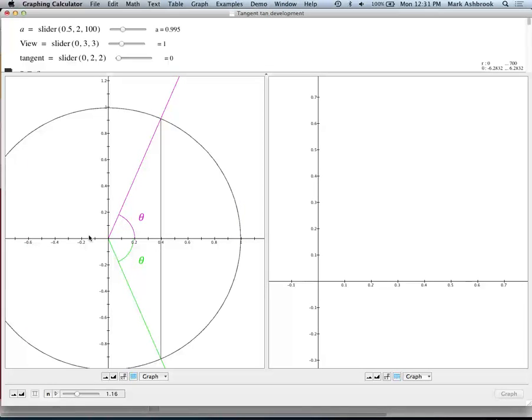No, that's not what I want. Yeah, that's what I want. Can you see? Oh, good. Purple and green. Okay, so look.